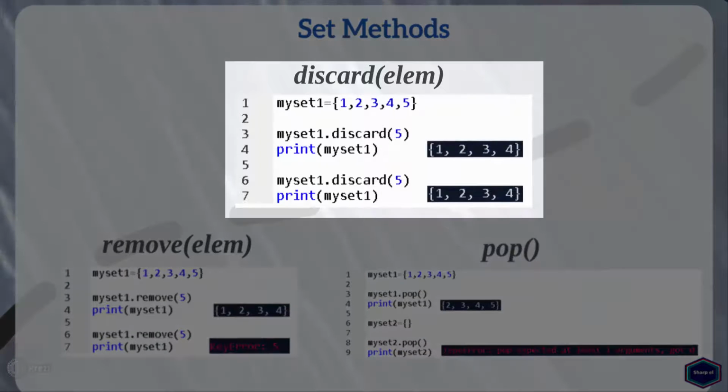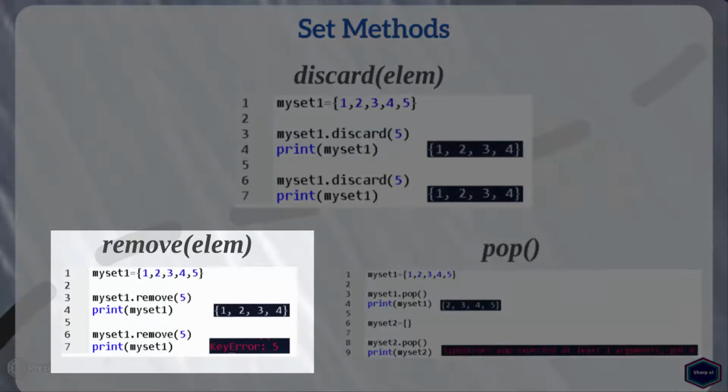The discard method takes an element as an argument and removes that element from the set. If the set contains no such element, no exception will be raised. In this example, I call the discard method to remove integer element 5 from my set. In the next example, I again call the discard method to remove element 5 from my set1. But as I have mentioned before, the discard method throws no exception, even if there is no such element in my set.